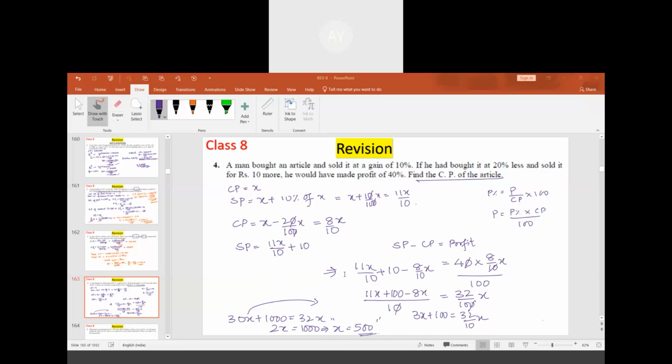So how many sections? 4 sections. Section A is 20 into 1, 20 marks. Section B is 5 into 2, 5 questions of 2 marks, 10 marks. Section C is 4 questions of 3 marks, 4 into 3, 12 marks. Section D is 2 questions of 4 marks, 2 into 4, 8 marks.